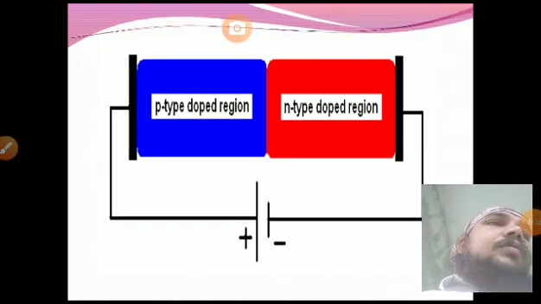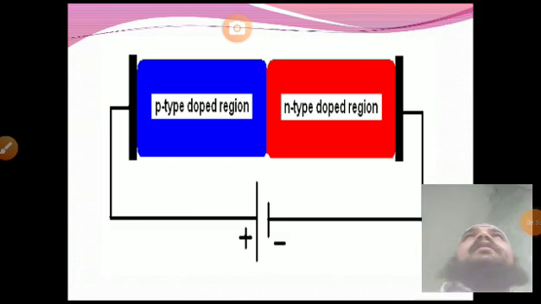This is the working principle and working diagram of the PN junction diode. The right side is the N-type doped semiconductor region and the left side is the P-type doped region. When they are connected, the depletion layer and the potential barrier are created.